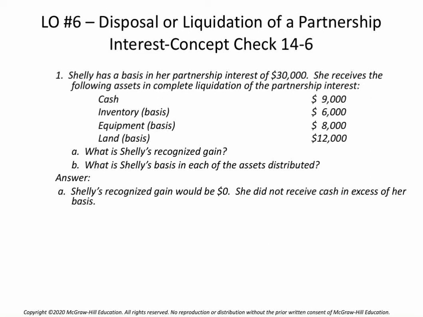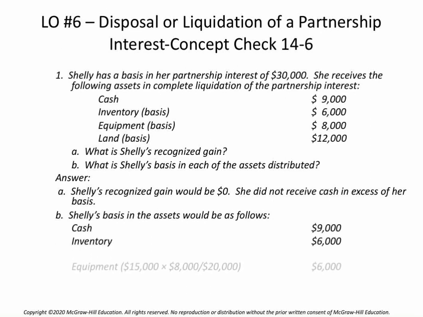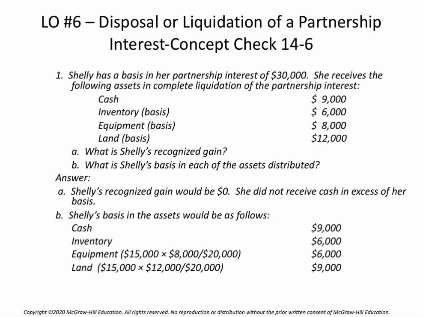The basis that we have in the assets distributed, we are going to make an adjustment to the equipment and land. Here we had $20,000 basis in the partnership itself, but we've only got $15,000 in basis left. So what we're going to want to do is take that $15,000 and then multiply it by the percent of the $20,000 basis that the partnership held it in to get a pro rata adjustment to the basis being distributed. So here we would take our $8,000 piece of equipment that had a basis in the partnership of $8,000. In our hands in distribution, it would be $6,000.